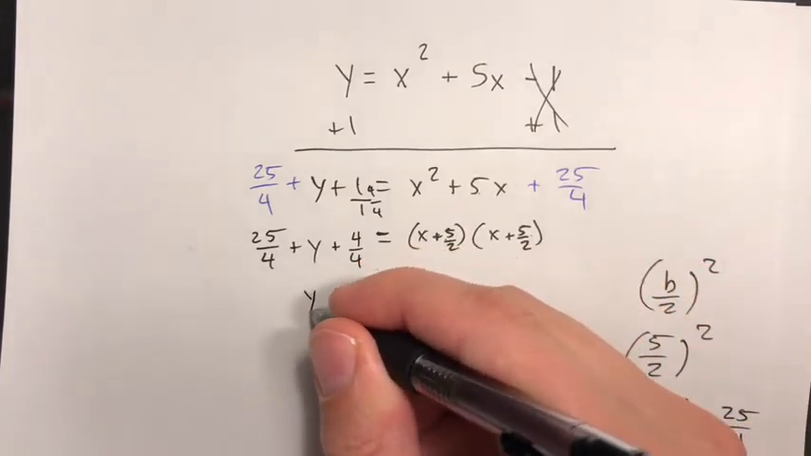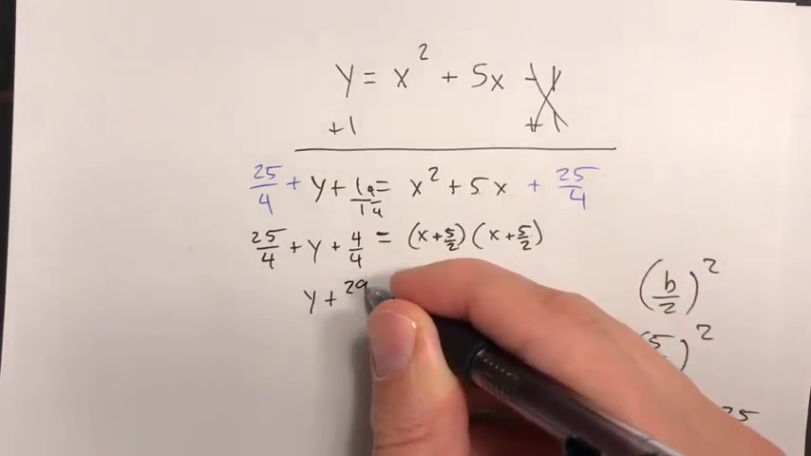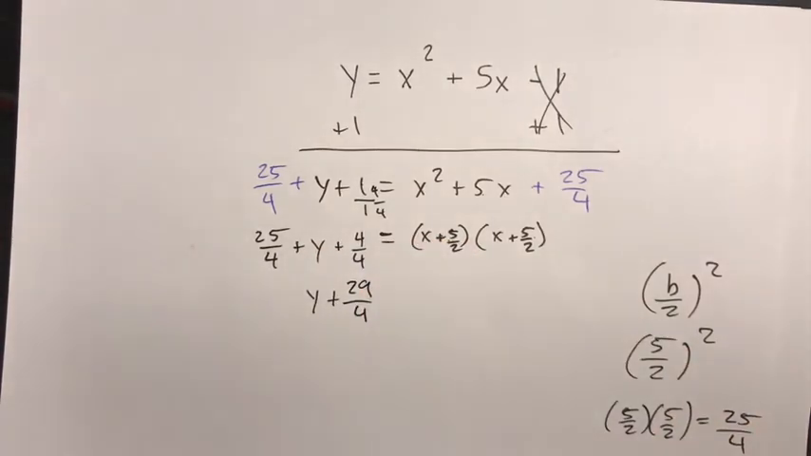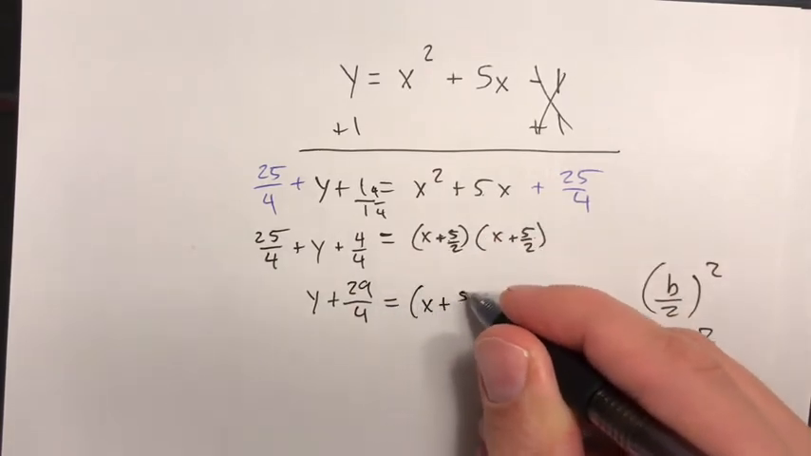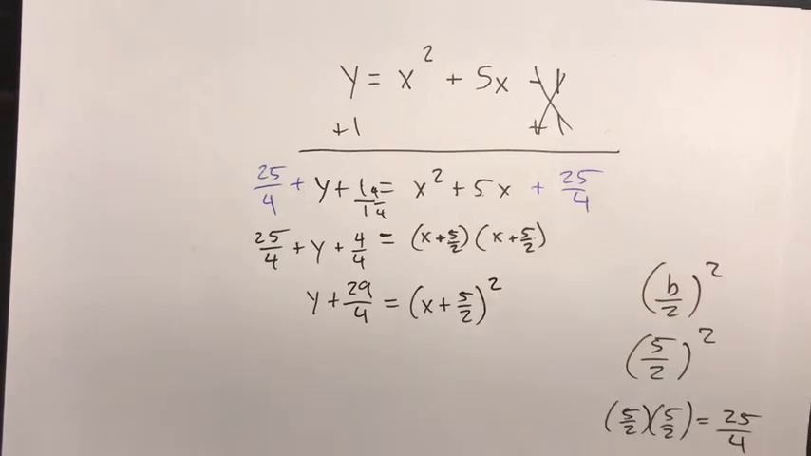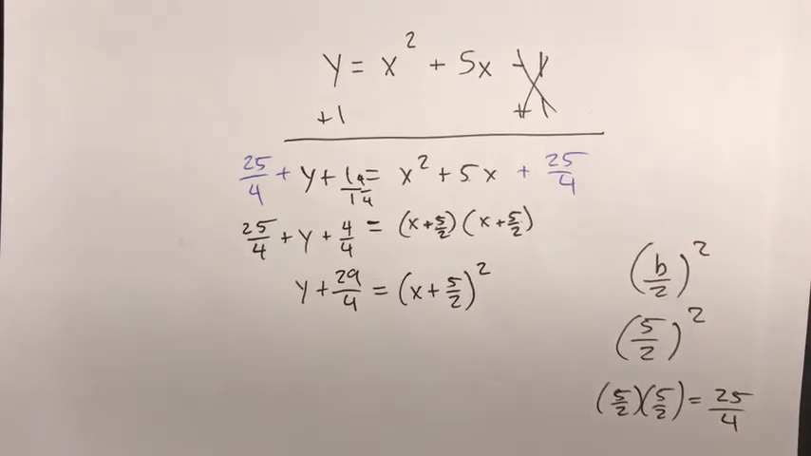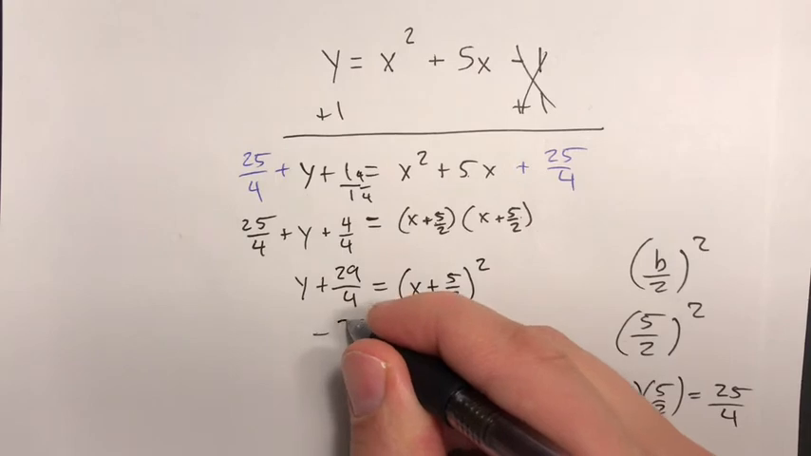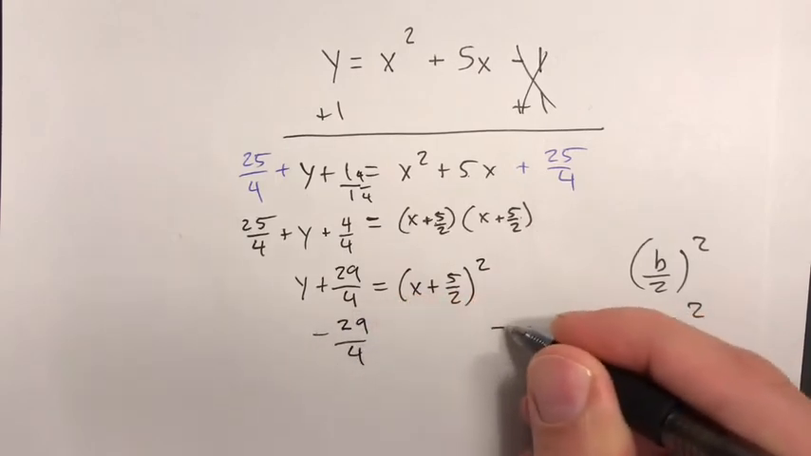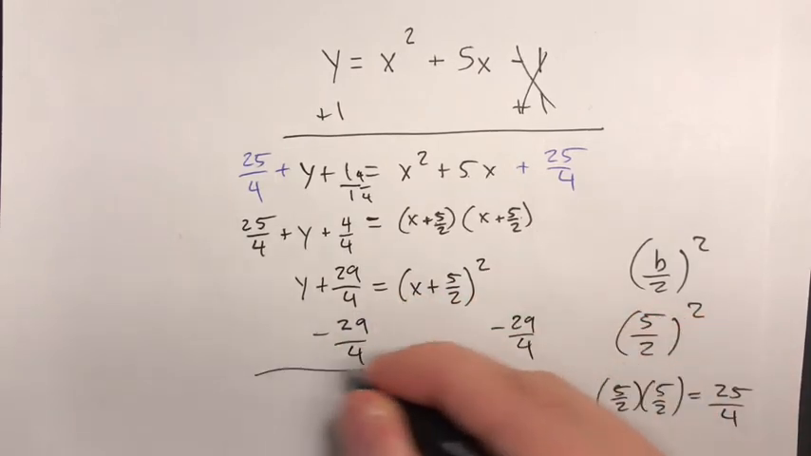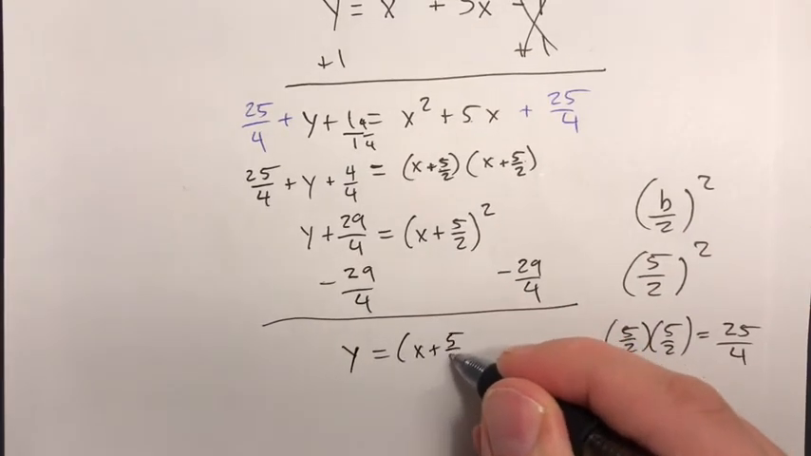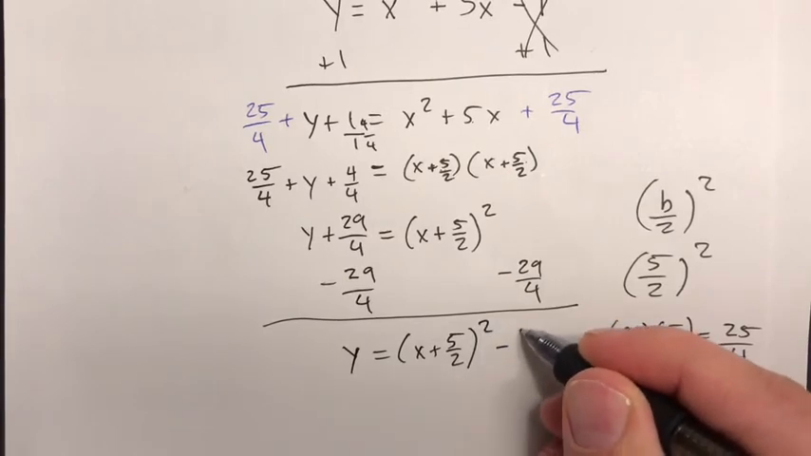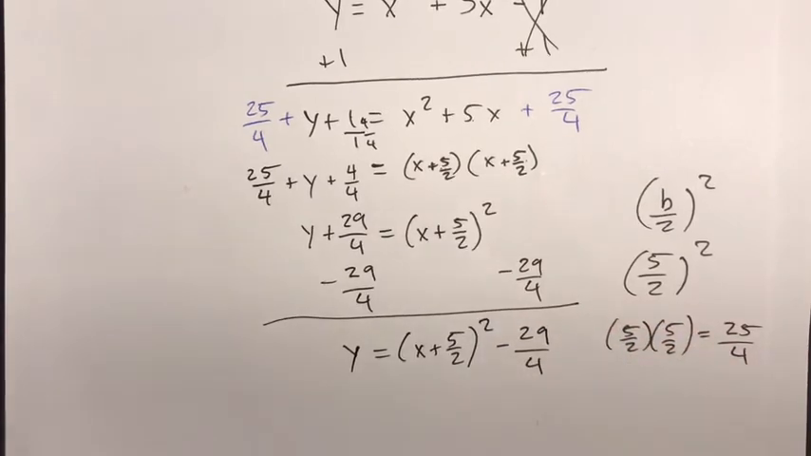What I'm going to end up getting is y plus 29 over 4, because when you add two fractions, the denominators stay the same. You just have to add the top. Equals, I can rewrite this as a square, right? And then I just move that 29 over 4 to the other side, okay? And again, this could be done with decimals if that makes you feel a little bit more comfortable, right? But this would definitely be a little bit tougher of a problem. Not my favorite problem to do, to be honest. And I don't think anybody's really excited to do fraction type stuff or decimals, but it is possible.